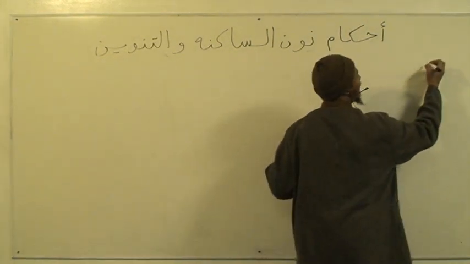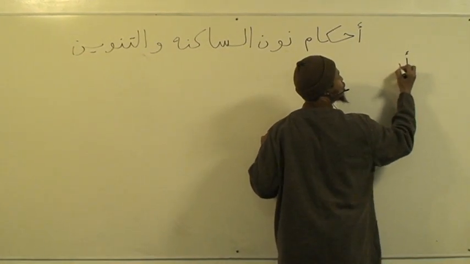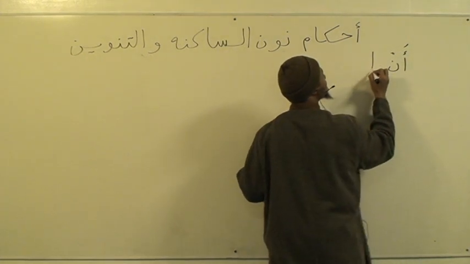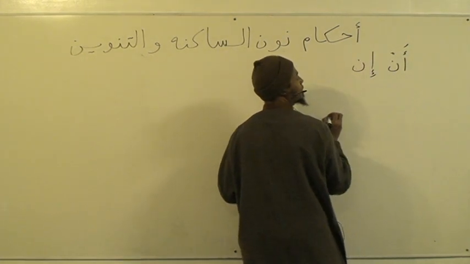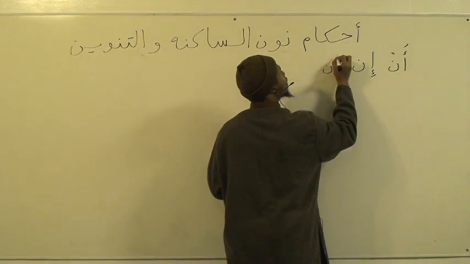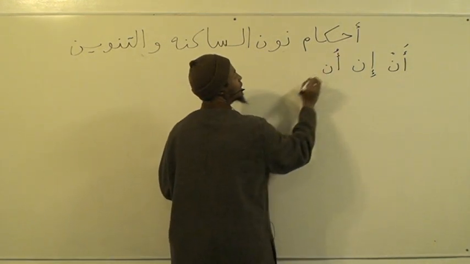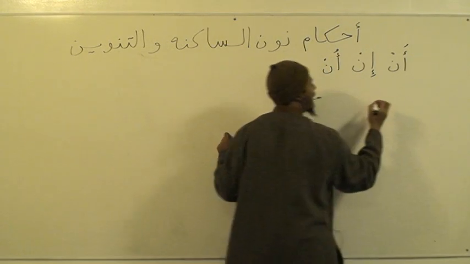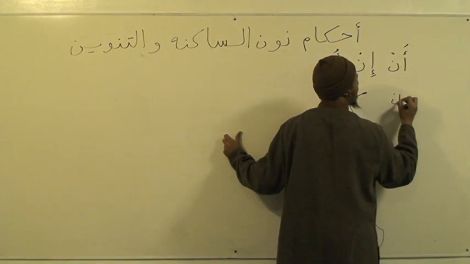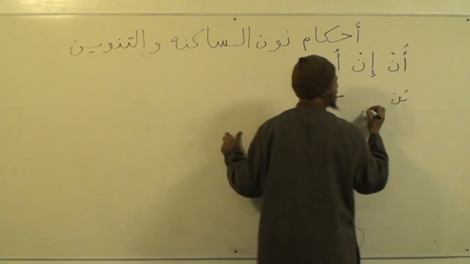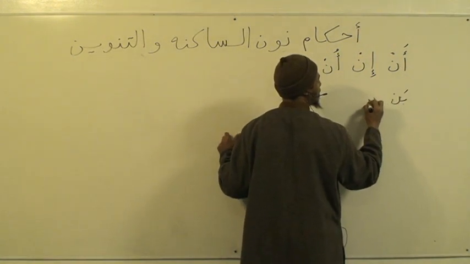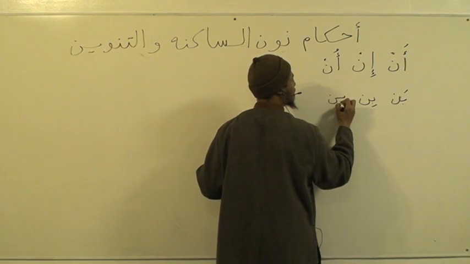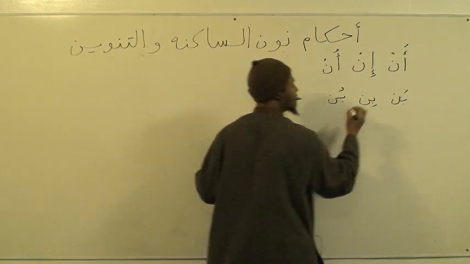Noon sakina comes after a fetha, so we say an. Say an. It also comes after a kesra: in. Un. These are all noon sakina. The next one would be ba: ben, bin, bun.